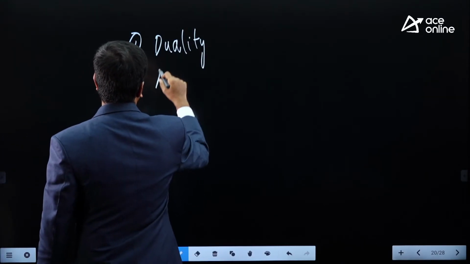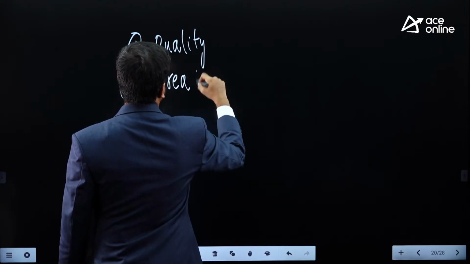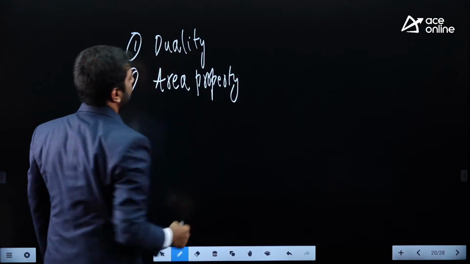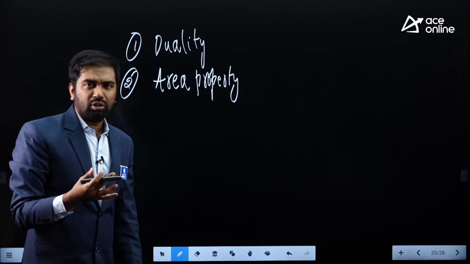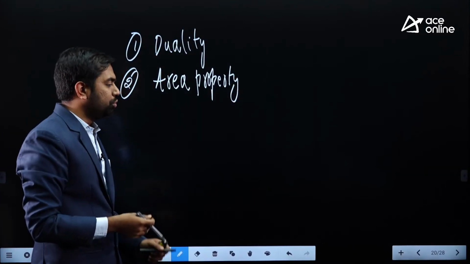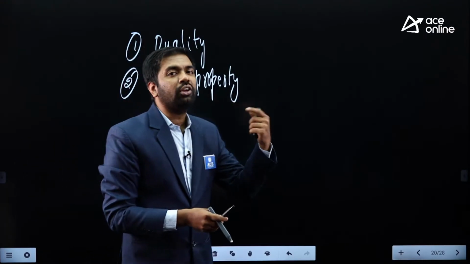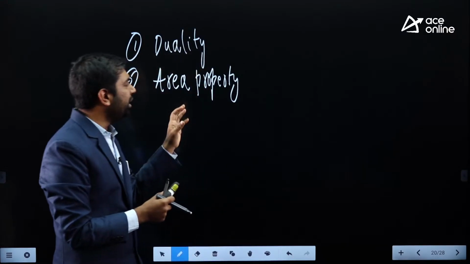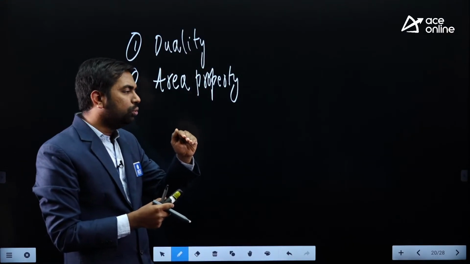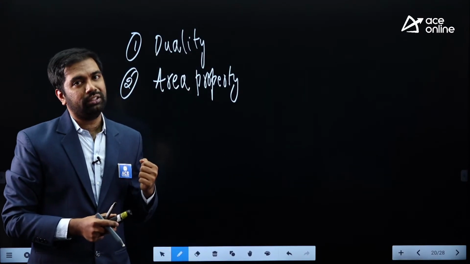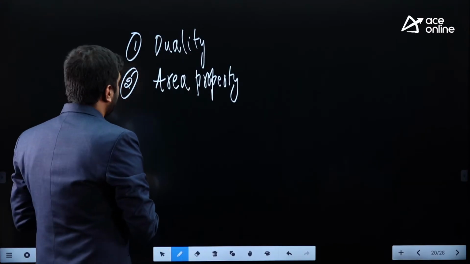The next property is area property. What do I mean by area property? If they ask you what is the area of x of t, then what you are supposed to do is, if they are asking area in one domain, look at the other domain at origin. So if you want to find area in one domain, it's better to look at the other domain at origin. We have got those kinds of properties. So duality, area property.